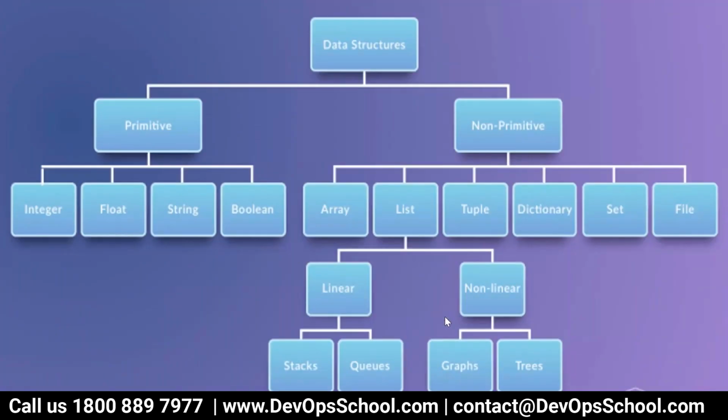This is the complete list of data types which you can see, primitive and non-primitive. Primitive, we have integer, float, string, boolean. Non-primitive, array, list, again different types of list. You can consider this as a data structure: linear, non-linear, stack, queues, graph, and trees. And tuple we have, dictionary we have, set we have, file. So it is a pretty long list which you can use in Python.